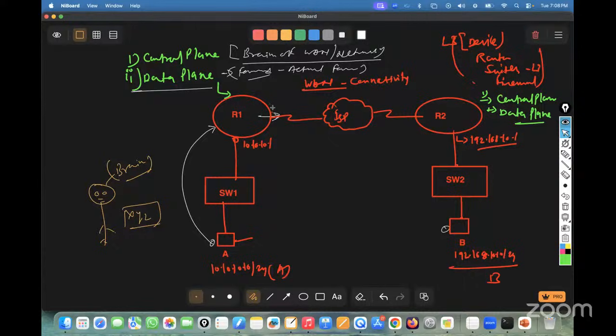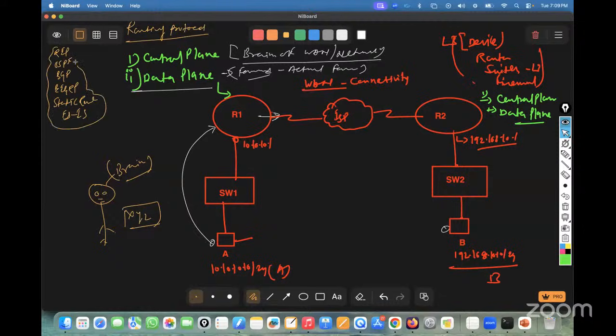So what is the brain, the control plane, in my legacy WAN? That brain is nothing but your routing protocol. The routing protocol acts as a brain. What are the routing protocols? RIP, OSPF, BGP, EIGRP, static routing, or maybe IS-IS. These are all your intelligence engine, where they run the different routing protocols and build a routing table, and based on that they tell how the traffic should flow.